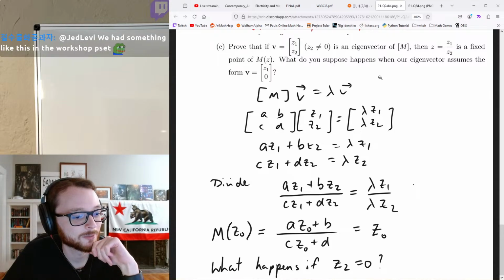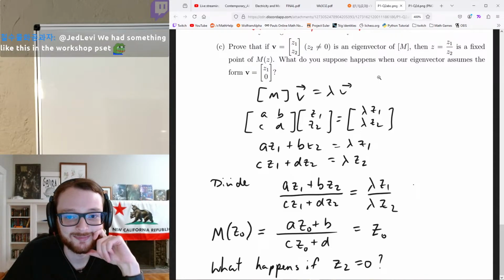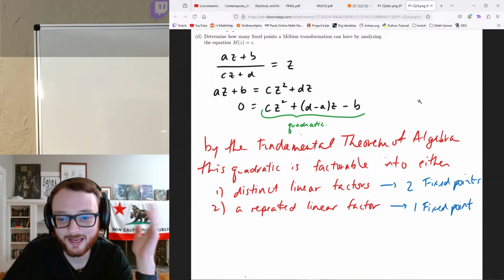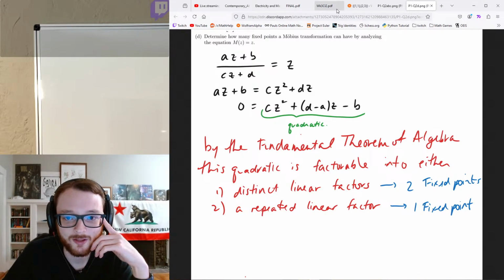Something like this in the workshop problem set. Yeah, that one's pretty hard to spot. I don't usually do questions like that, so it's not something that I'm used to. I guess it really is just a fixed point. That's kind of annoying.